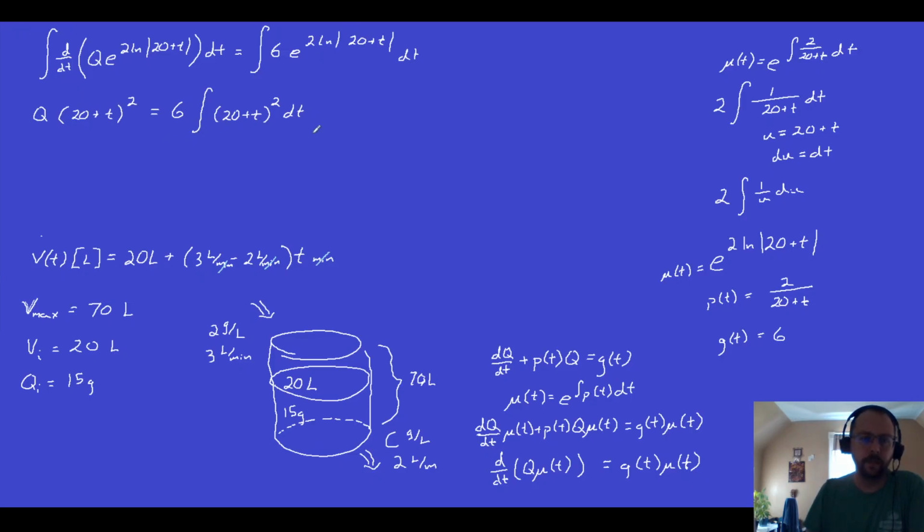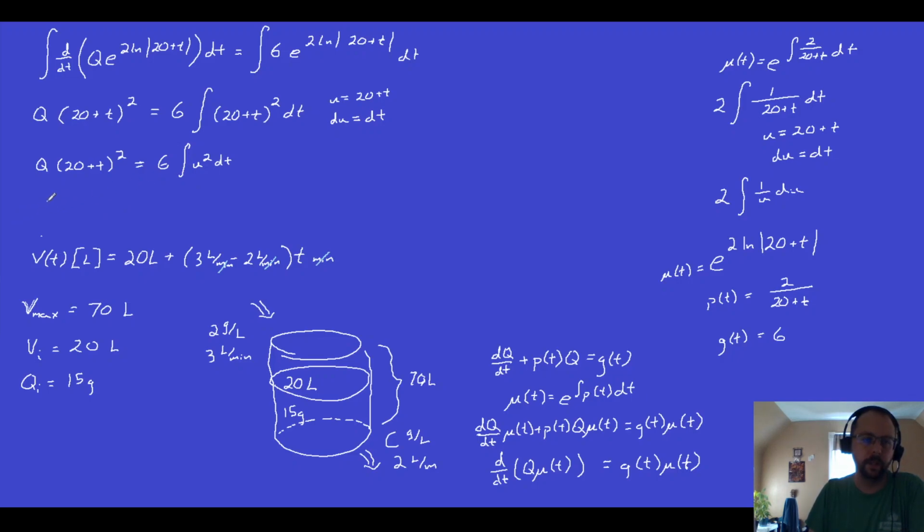Yeah, so let's solve this integral. I'm going to use substitution again. I'll write it off to the side here. u equals 20 plus t, du equals dt. That was very convenient. Q times (20 plus t) squared equals 6 times the integral of u squared dt.